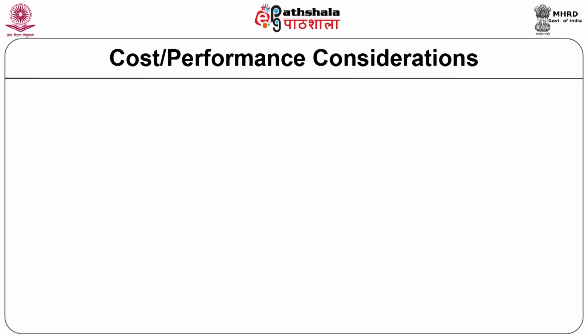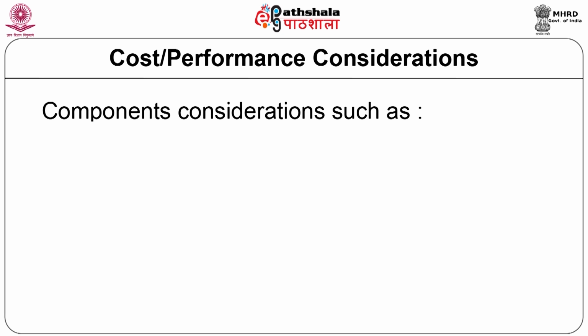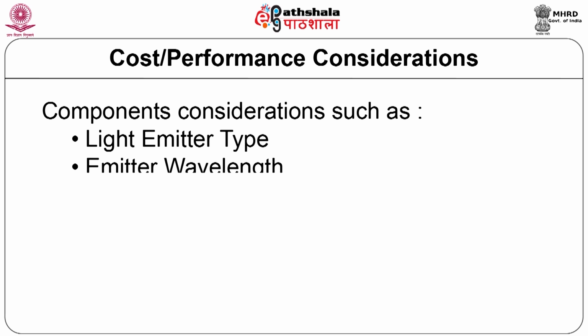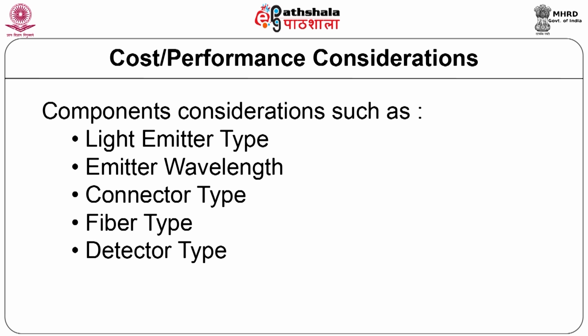Cost or performance considerations. Component considerations such as light emitter type, emitter wavelength, connector type, fiber type, detector type, etc. have to be considered when we look at the performance of the system.